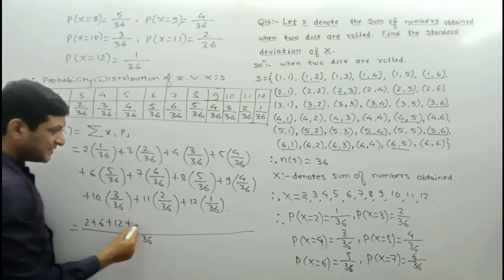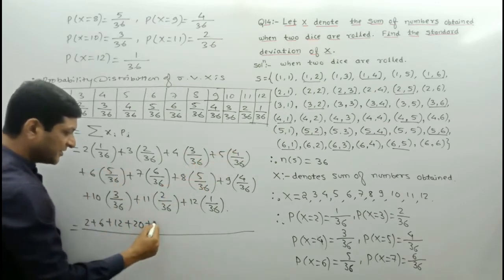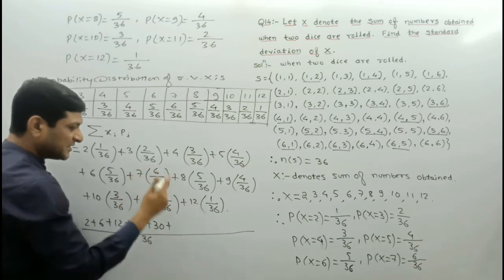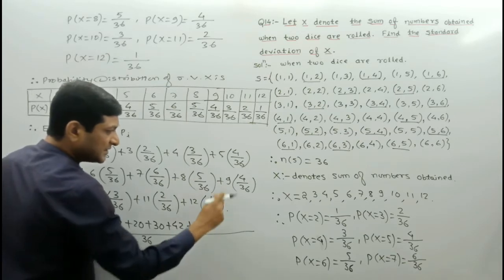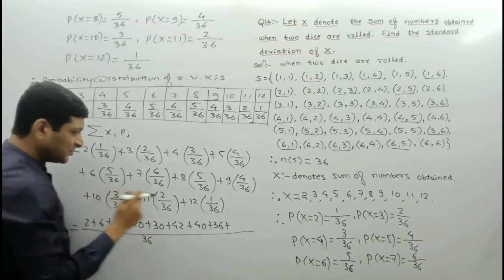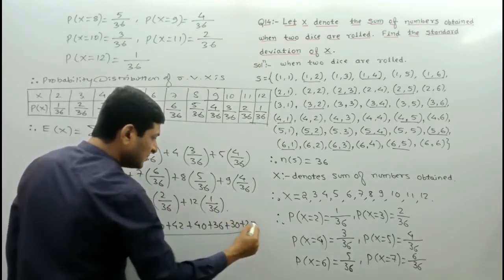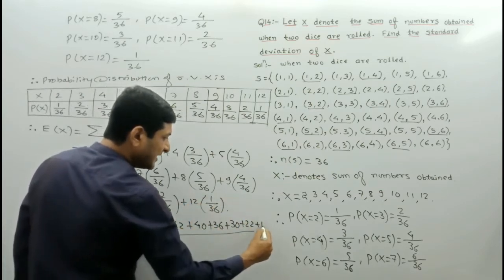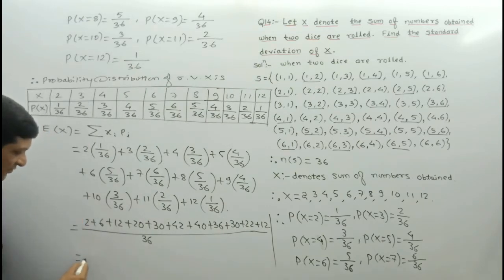12, plus here 5 4s are 20, plus 6 5s are 30, plus 7 6s are 42, plus 8 5s are 40, plus 9 into 4 is 36, plus 10 into 3 is 30, plus 11 into 2 is 22, and lastly 12 ones are 12. In this way we have got the numbers in the numerator. In the denominator we are not disturbing it, keep 36 in the denominator as it is.